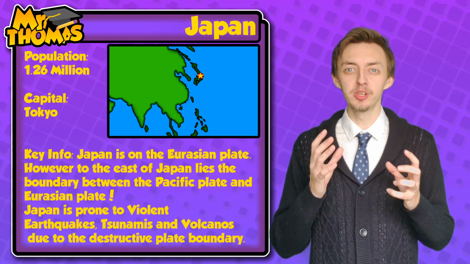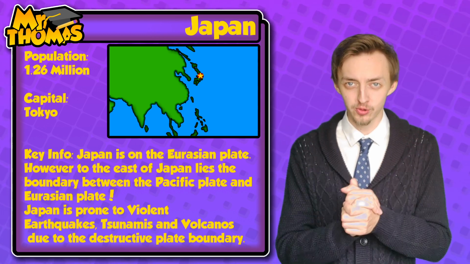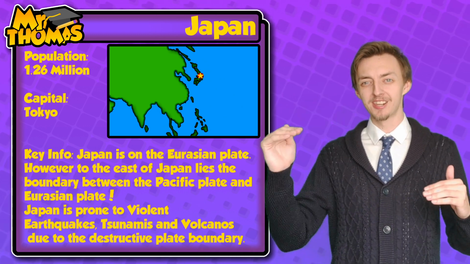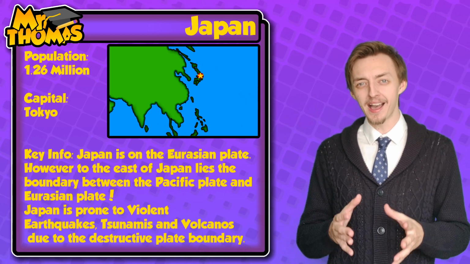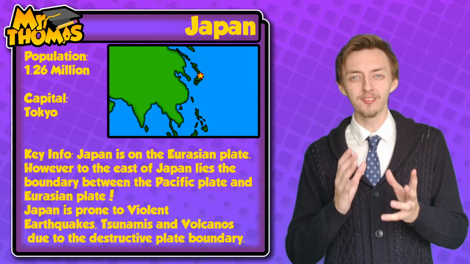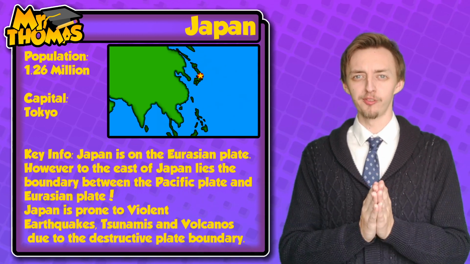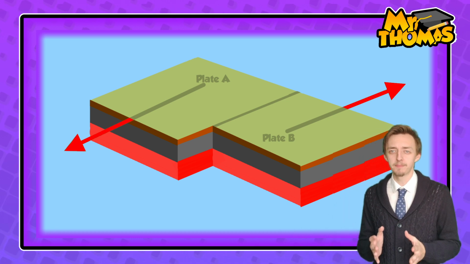For our destructive plate boundary example, let's look to Japan. Japan is situated on the Eurasian plate. However, to the east of Japan is the Japan Trench. The Japan Trench is where the oceanic Pacific plate subducts underneath the continental Eurasian plate. And this is why Japan is struck by such violent volcanoes and powerful earthquakes, like the one that hit Japan in 2011. So our third plate boundary is the conservative plate boundary.